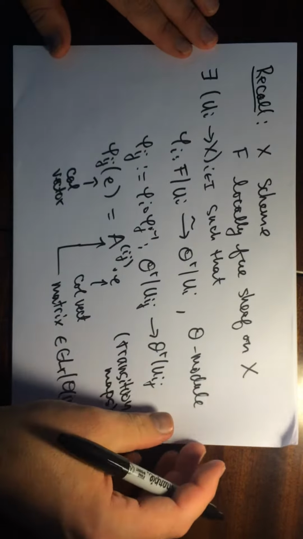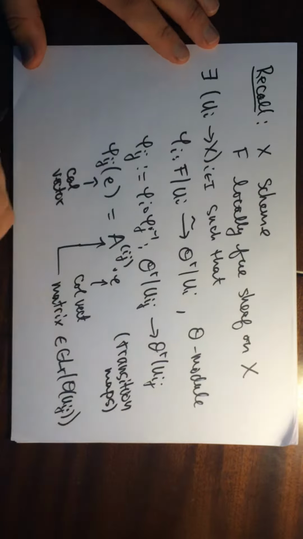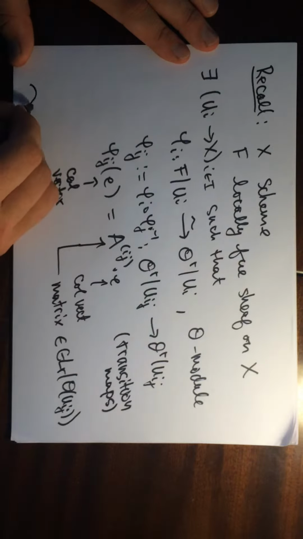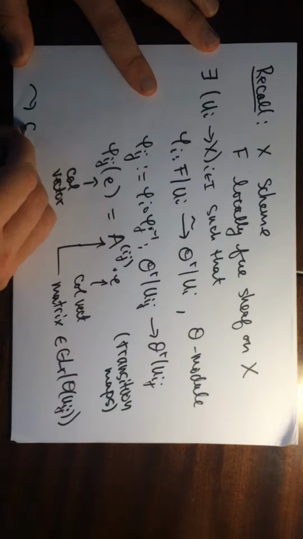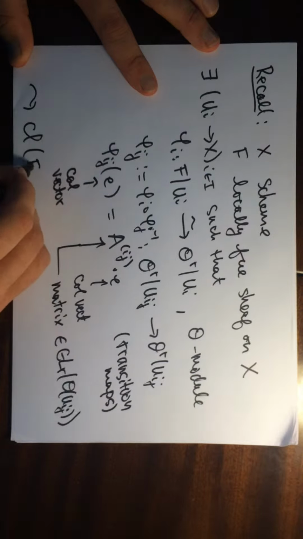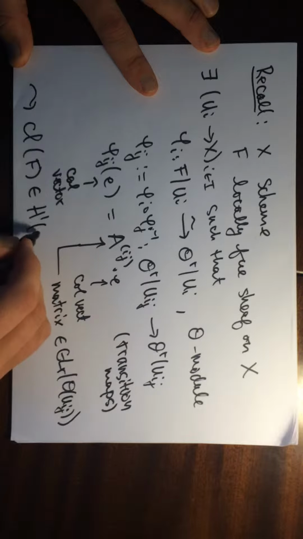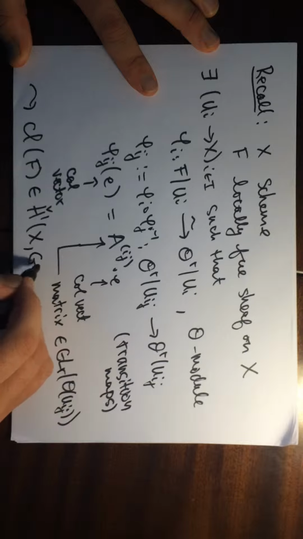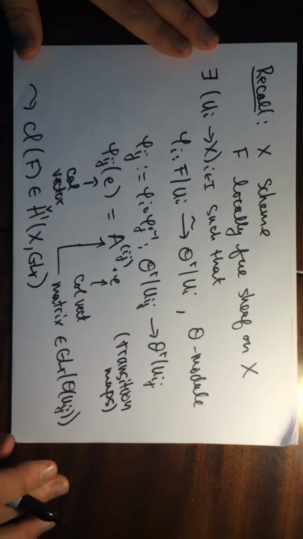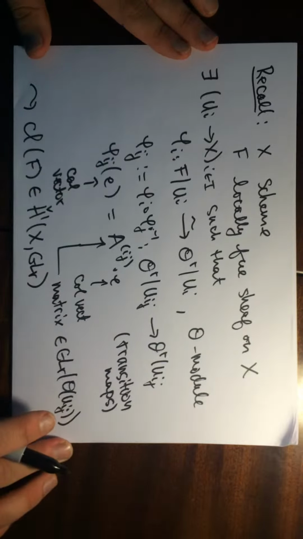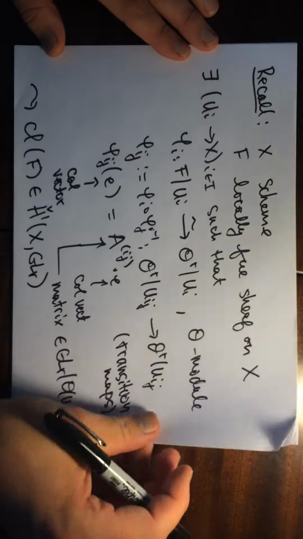Okay, and from this we can get a cohomology class, the class of this locally free sheaf, which sits in H^1 of X, Čech cohomology really, with coefficients in GL_r. So this is the cohomology class associated to the locally free sheaf.